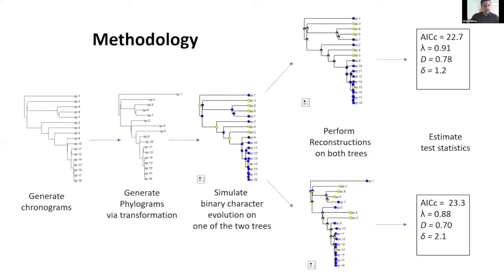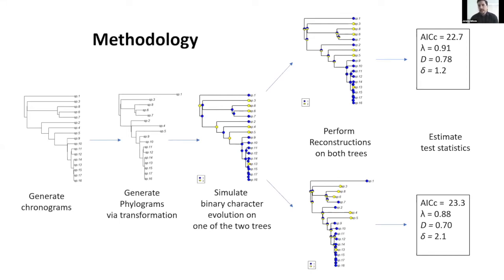So I'll quickly go through the methodology. Basically, it's a simulation study, and we did all of this in R. So we generated 5,000 ultrametric trees. We then transformed those ultrametric trees into phylograms by basically performing a branch length transformation to mimic gradual changes in evolutionary rate across the tree.